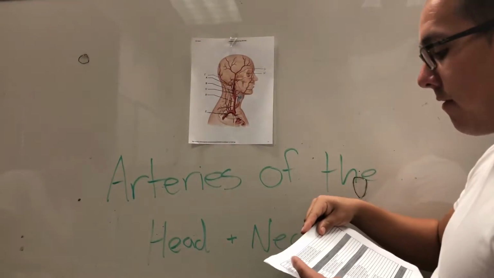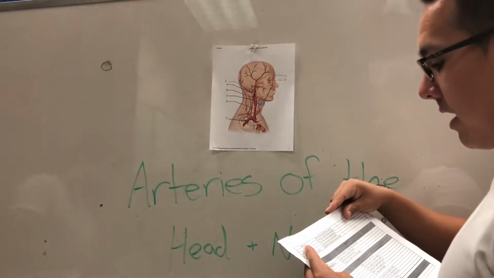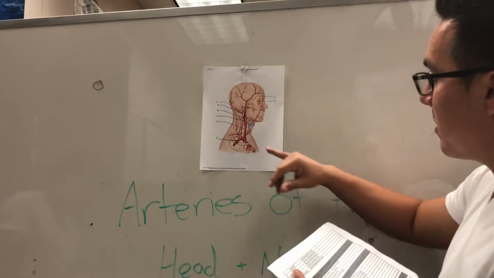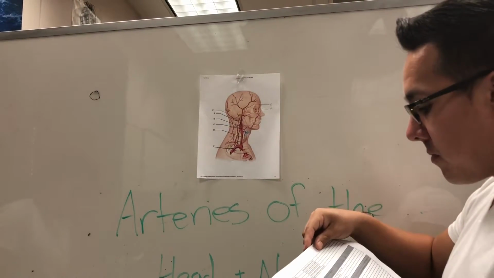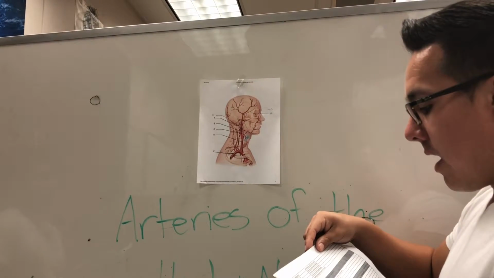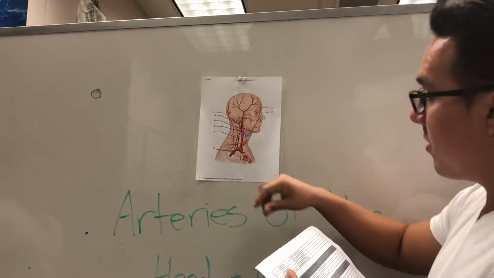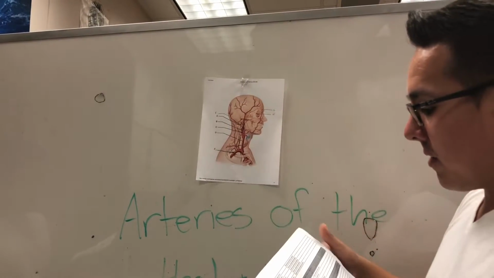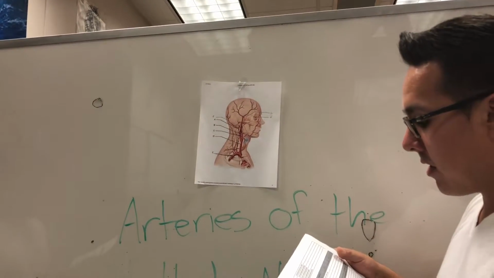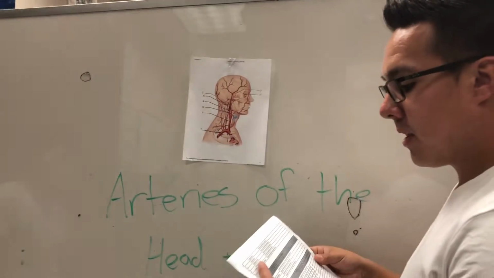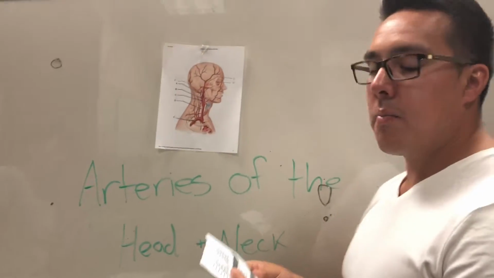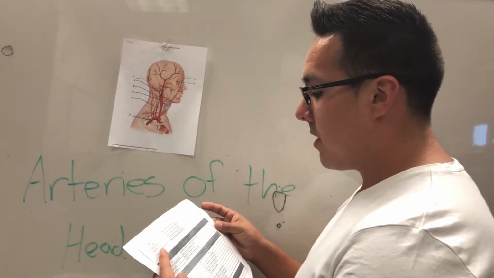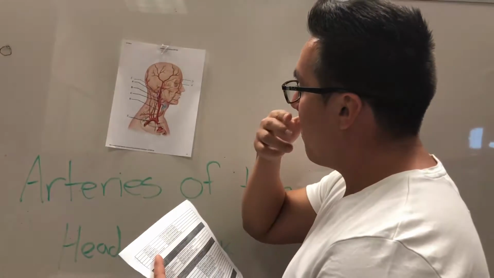Next, we have the facial artery. And the facial artery is from the extension of the carotid towards the mandible. After that, we have the occipital artery. And the occipital artery is from the extension of the carotid to the posterior part of the head. Next, we have the maxillary artery, which is from the extension of the carotid towards the maxilla.